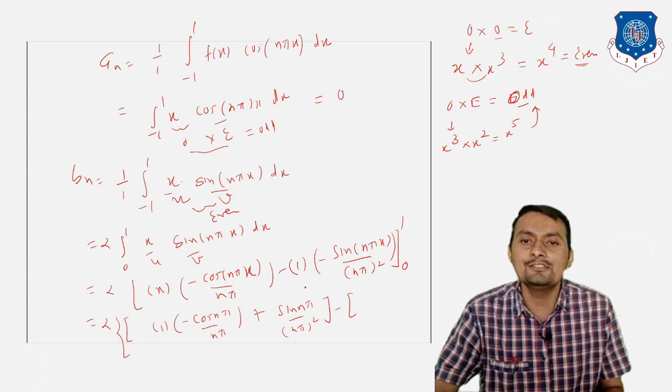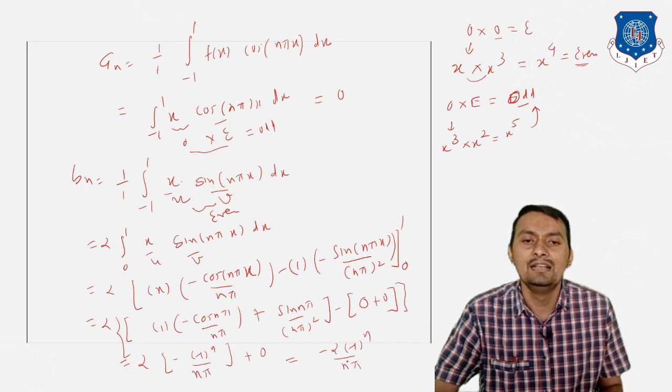If I put x is equal to 0, this is going to be 0, and sine 0 is also going to be 0. But whenever I simplify, what I am going to get is 2 times cos n pi, but we have already said that cos n pi is nothing but minus 1 raised to n, divided by n pi, and sine n pi is exactly 0, and this is again 0. So finally what we have derived is minus 2 times minus 1 raised to n divided by n pi, and that is going to be exactly bn.